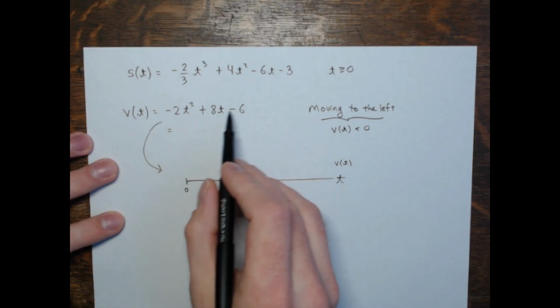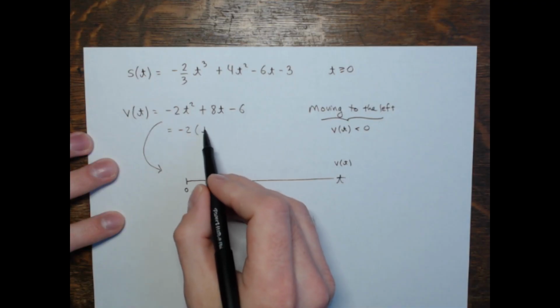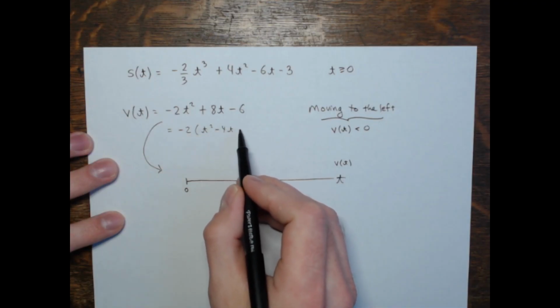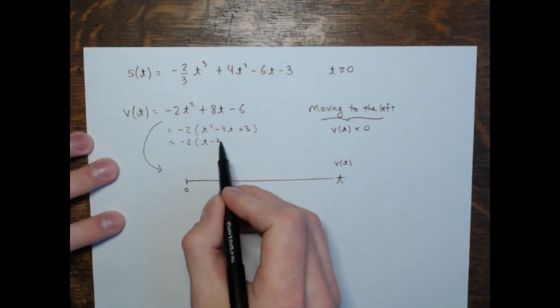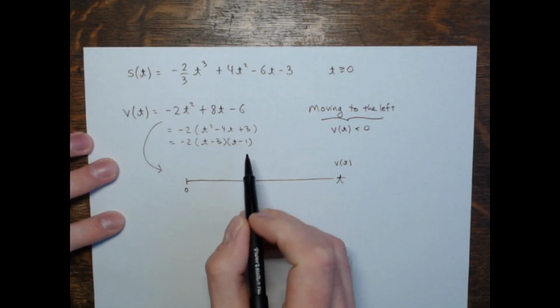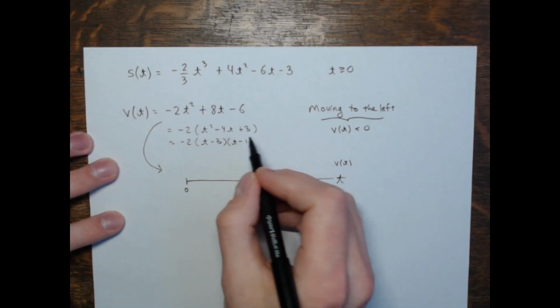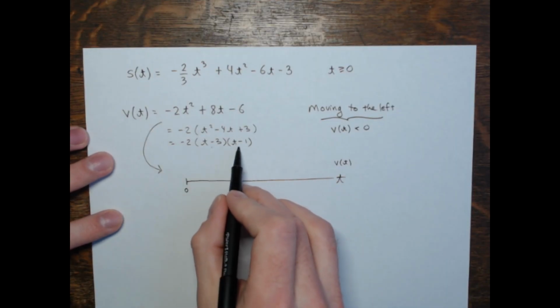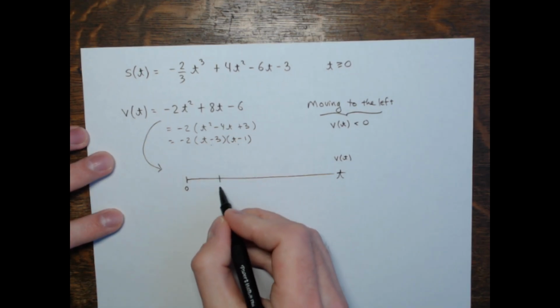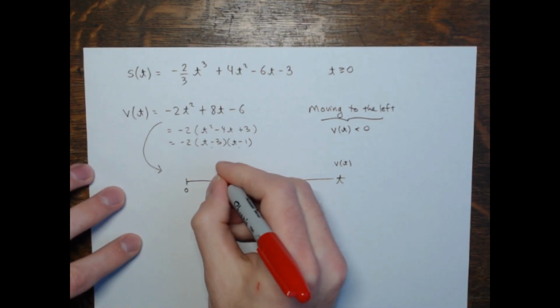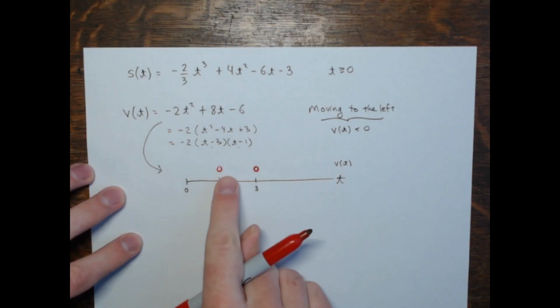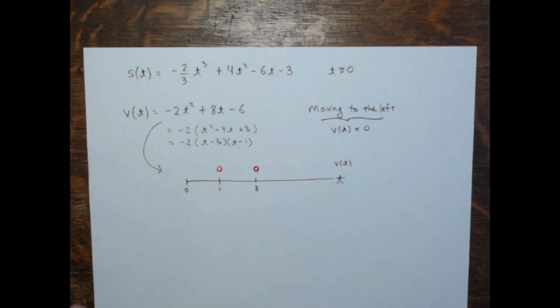Now, if I were to factor this, you've got -2 times t squared minus 4t plus 3. And this is -2 times (t minus 3) times (t minus 1). So there are two times here, 1 second and 3 seconds. Put those down here where the velocity is 0. So those are the times for which this particle will be paused, at rest, stopped for a moment.